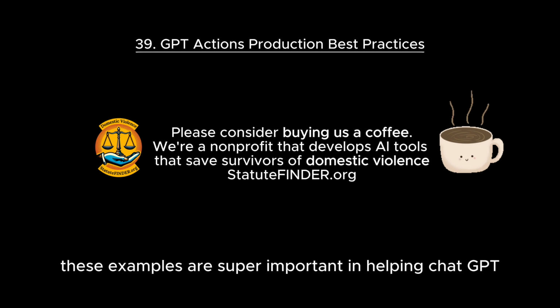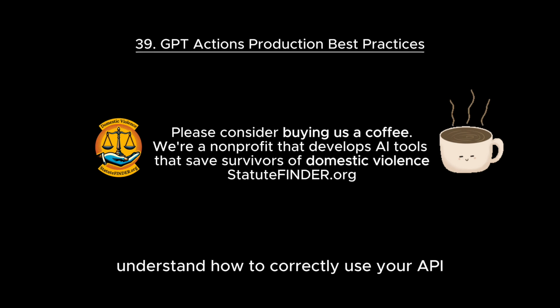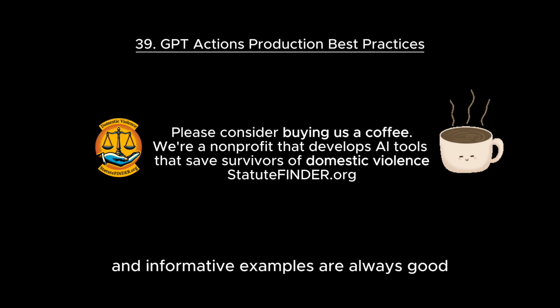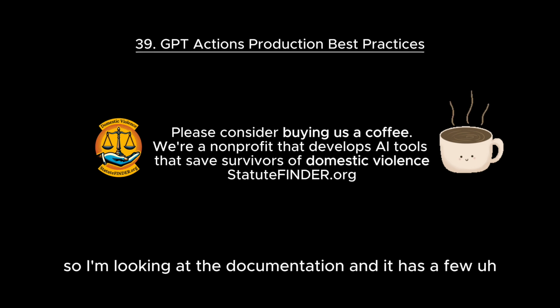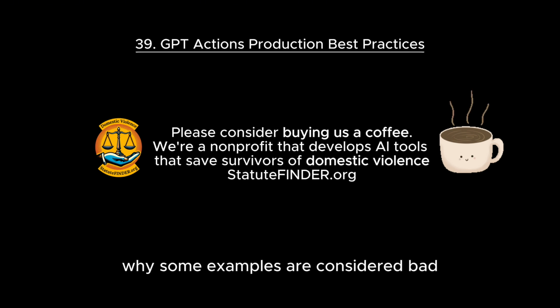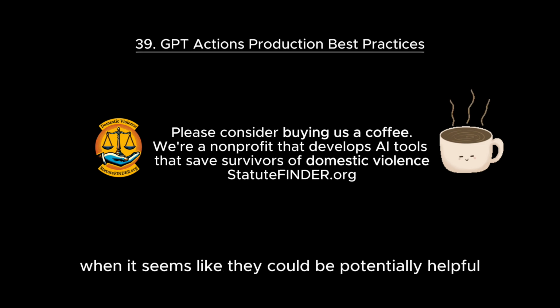These examples are super important in helping ChatGPT understand how to correctly use your API and how to respond to user requests in a way that's actually helpful and informative. Examples are always good. So I'm looking at the documentation, and it has a few what they call bad and good examples for instructions and descriptions.